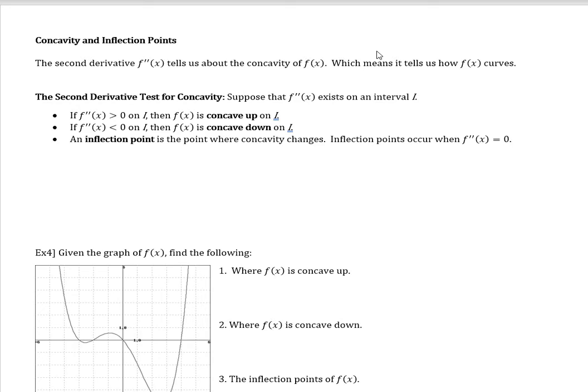Hi everyone, and welcome to our video on concavity and inflection points, where we will first be analyzing graphs. Alright, so concavity and inflection points are always connected with the second derivative.